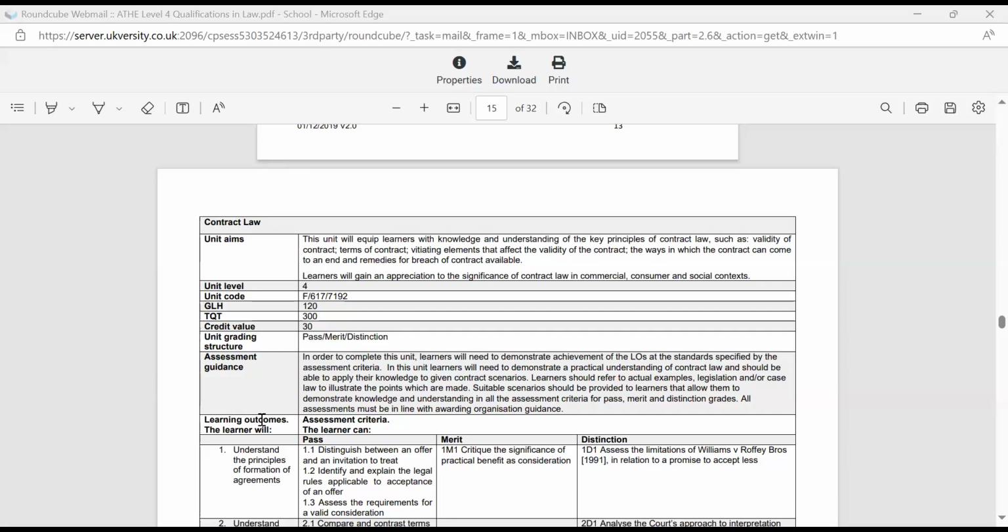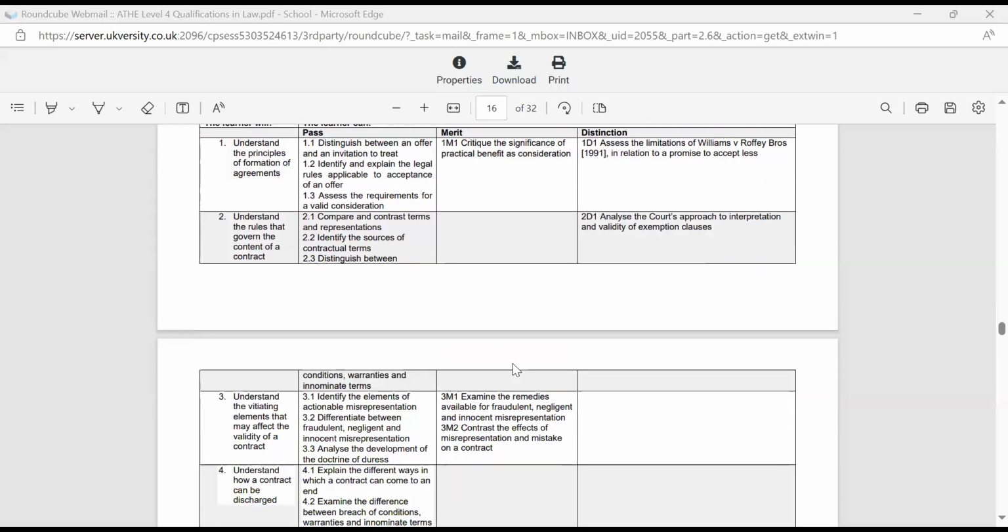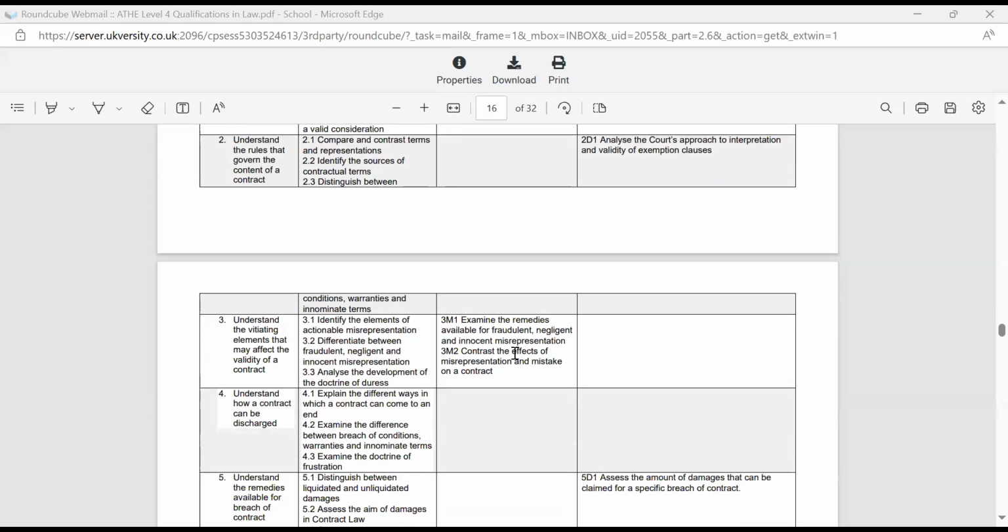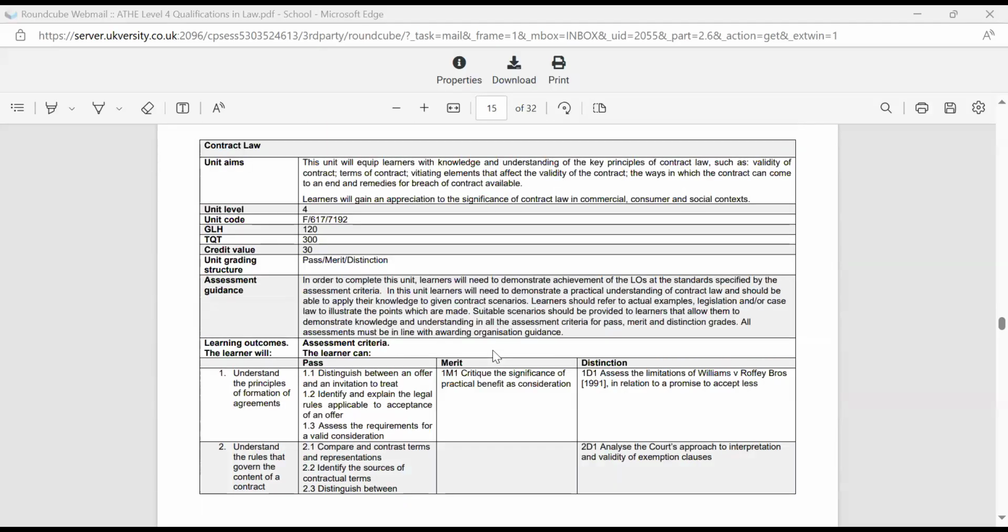The contract law unit has 5 learning outcomes, and we'll be going through each one quite quickly, because normally the sessions last an hour for each learning outcome. We'll look at the elements of each learning outcome, and what the aim of the unit is.